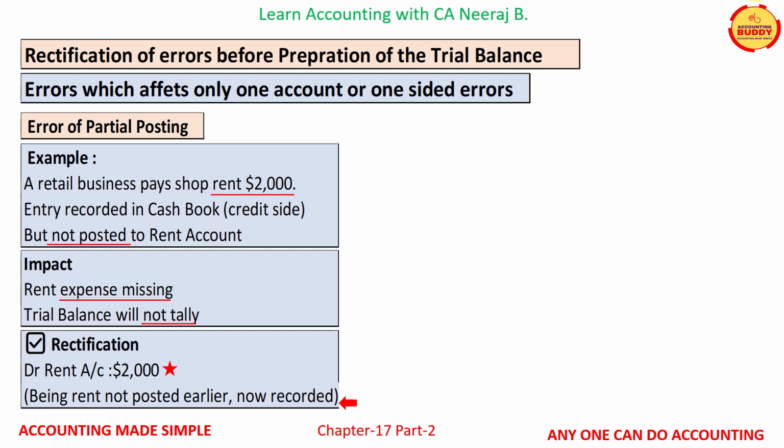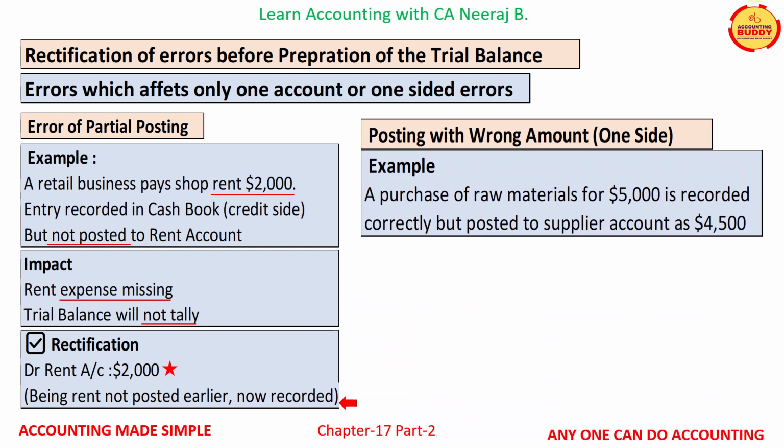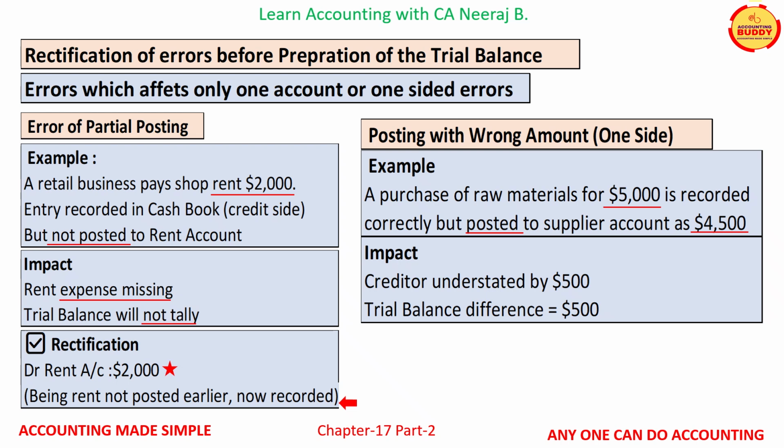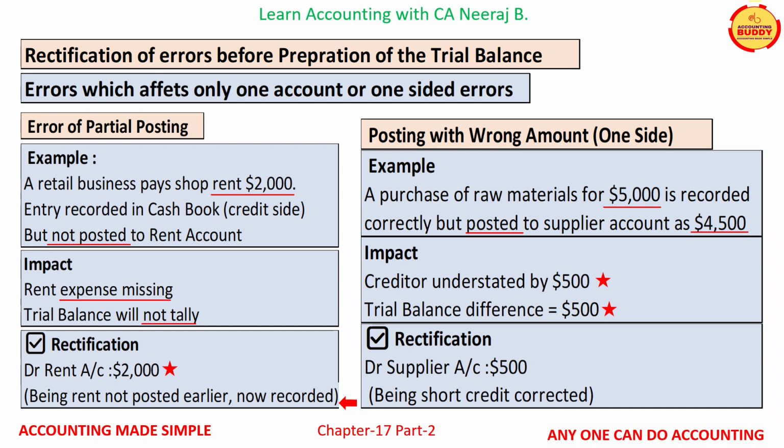Another one-sided error is when one side of the entry is posted with wrong amount. For example, a purchase of raw material for $5,000 is recorded correctly but posted to the supplier account as $4,500. The impact of this error is that the creditor is understated by $500 and there will be a difference of $500 in the trial balance. This one-sided error of wrong amount will be rectified by debiting the supplier account by $500 and also by writing the proper narration.